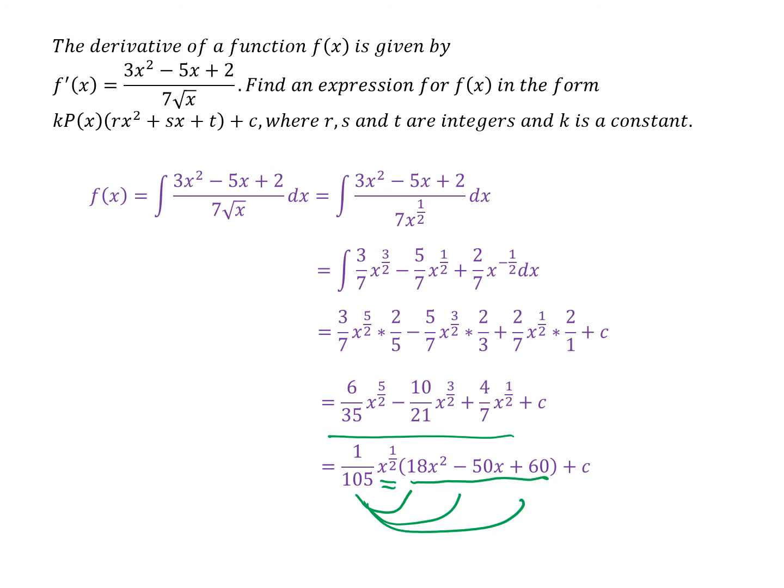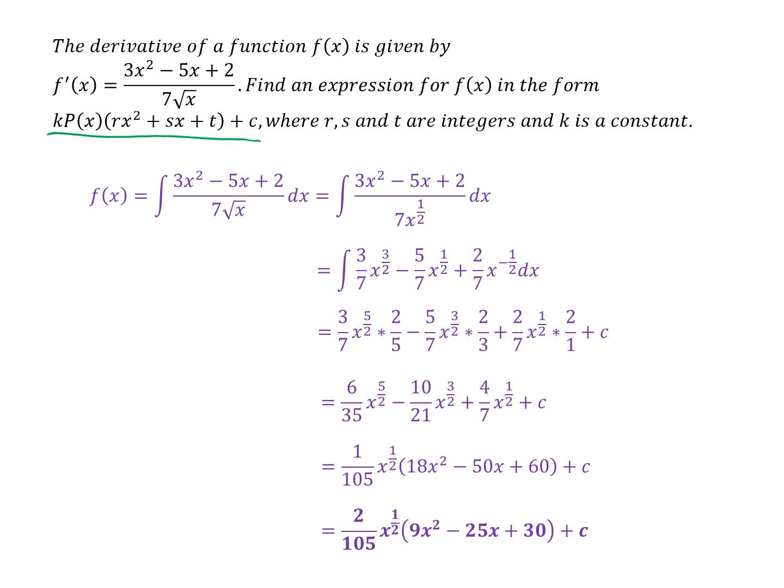I can do a little bit more than that. I don't have to because I've actually answered the question now, but I see that the 18, the minus 50, and the 60 have all got a common factor of 2. So just for completeness, I'm going to take that factor of 2 out as well. And that gives me the final answer there, which satisfies and conforms to the format asked for by the question. Okay, so that's the answer to the question.